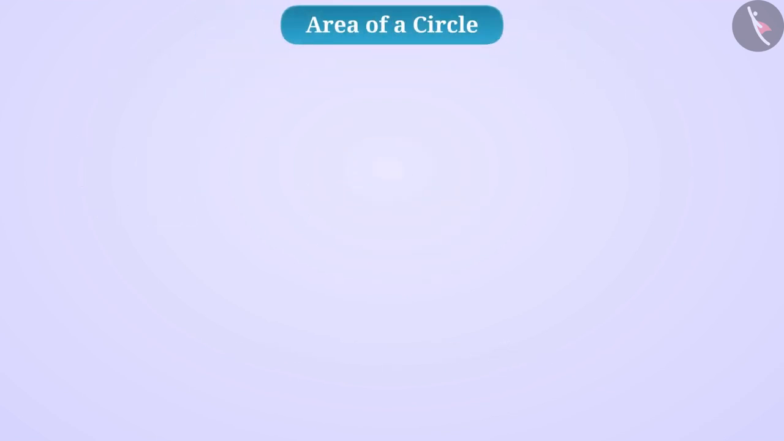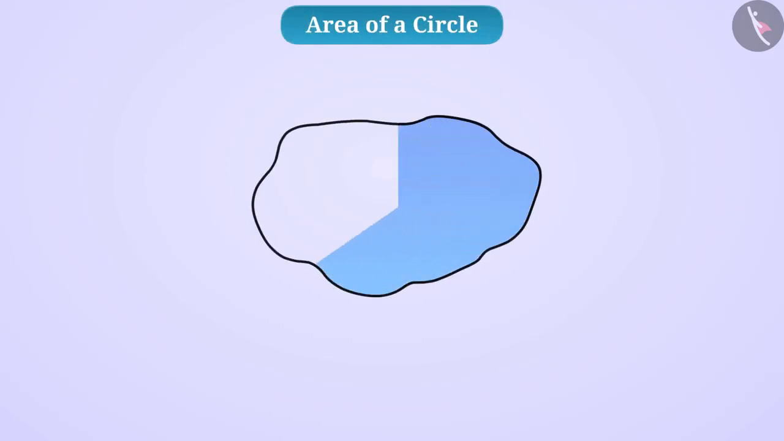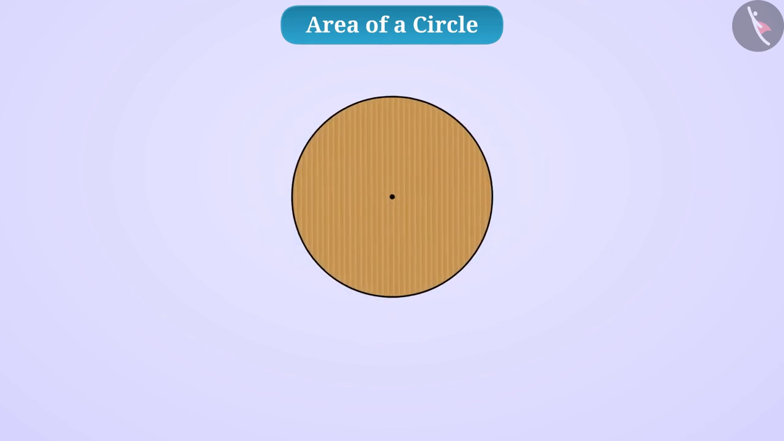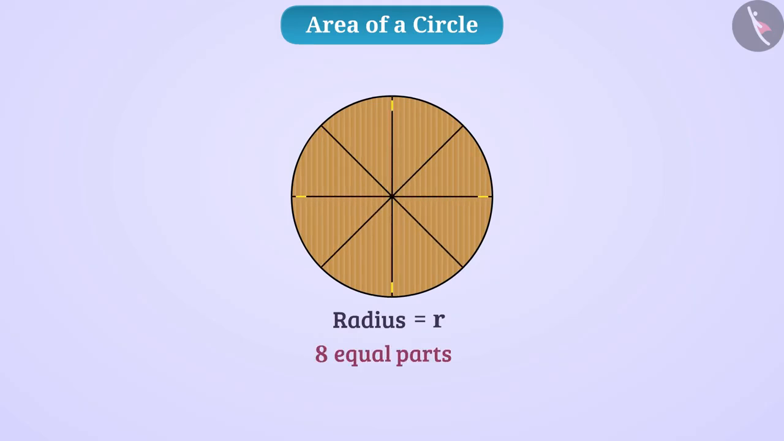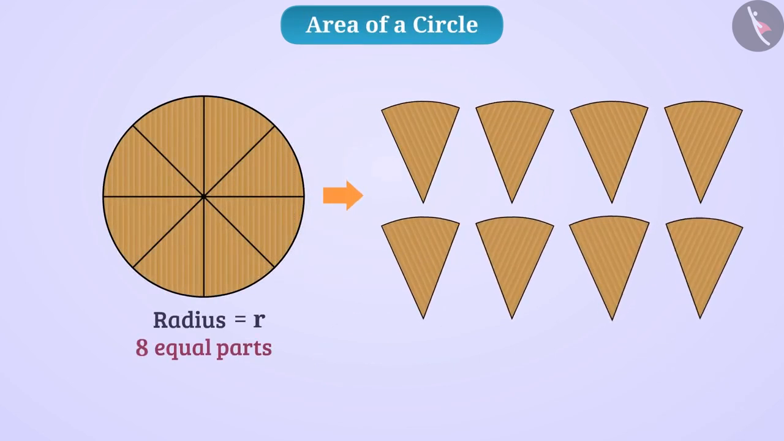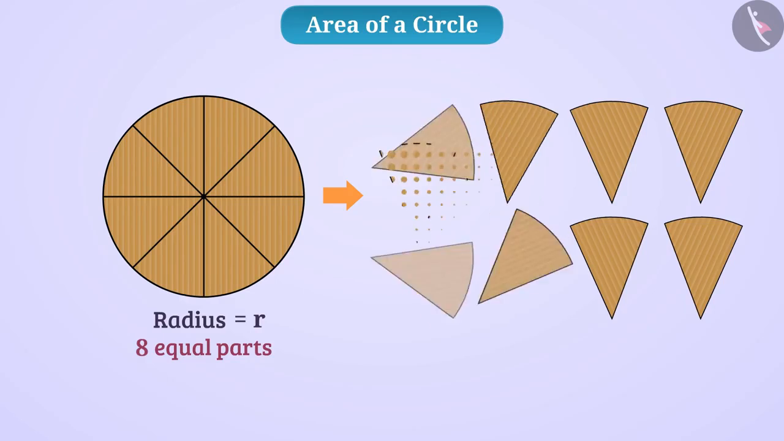Now, let's talk about the area of a circle. We know that the surface enclosed by a plane closed figure is called its area. Let us find the area of this circle by an activity. Suppose we have taken a circle of cardboard. We will consider its radius as r. First, we will divide the circle into 8 equal parts. Now, we will cut these parts and separate them. We will arrange these parts in this way.